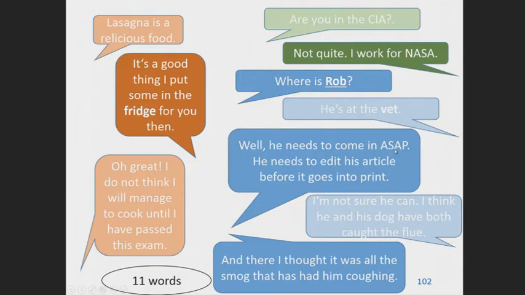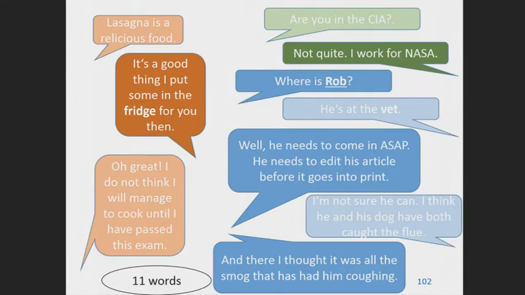Anything else? Yeah? Sorry? NASA and CIA, yes. Perfect. What else? Yeah. Beautiful, yes. Exam is short for examination. Any others that are shorter than the originals? Yeah. Yes, the vet here, the veterinarian, yeah. Yes, flu is short for influenza.